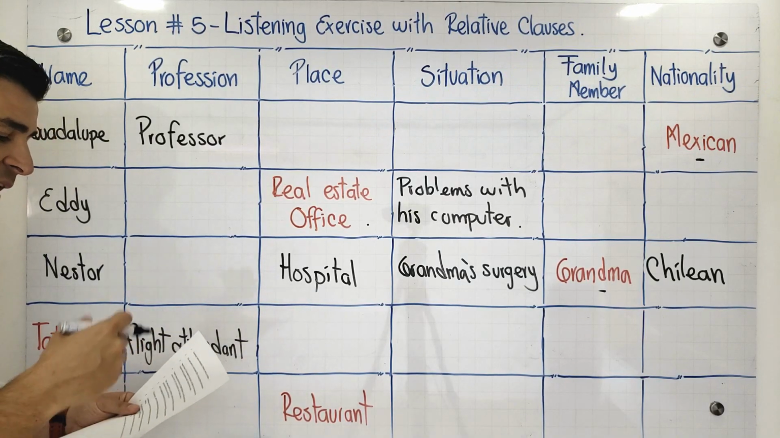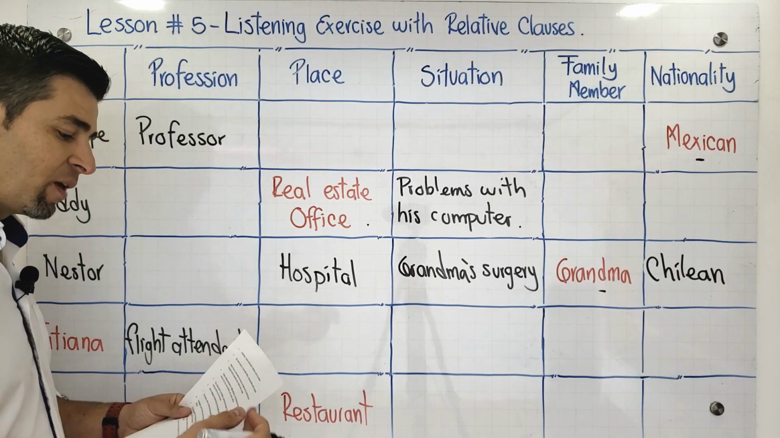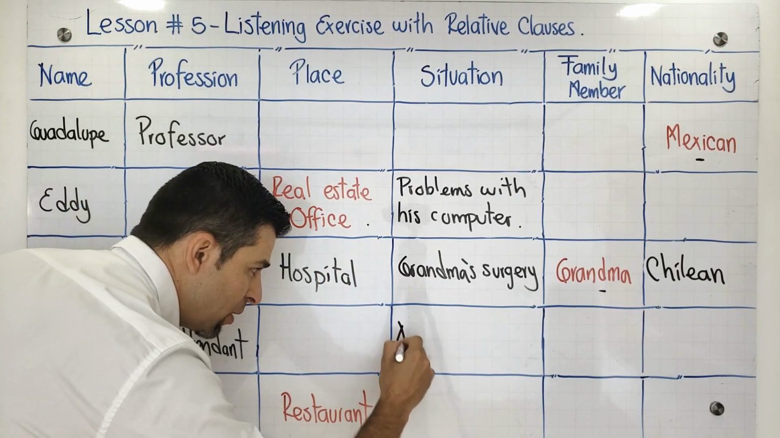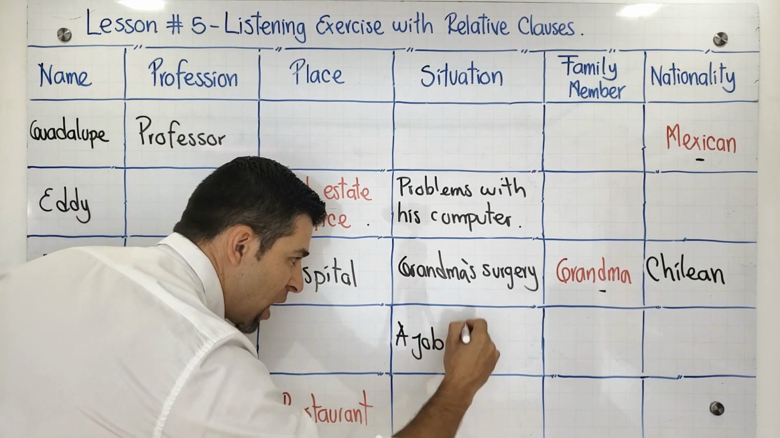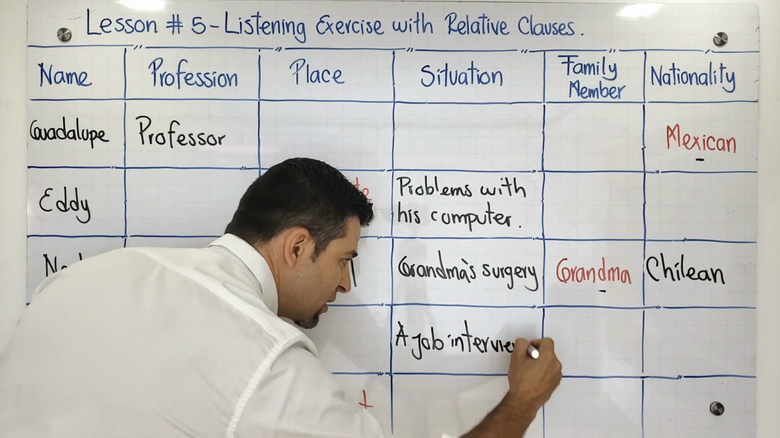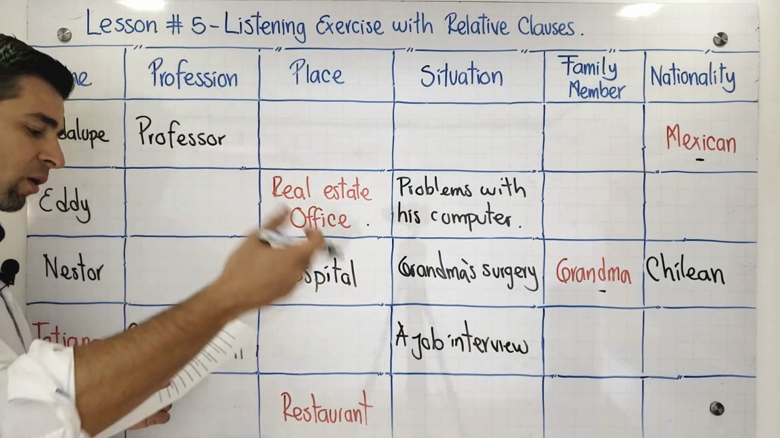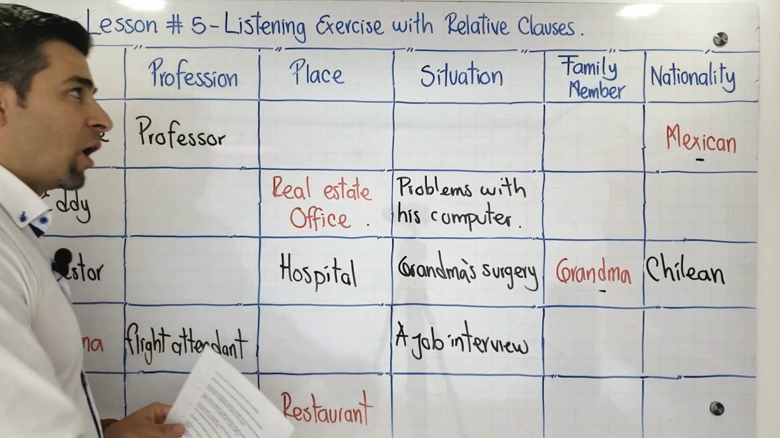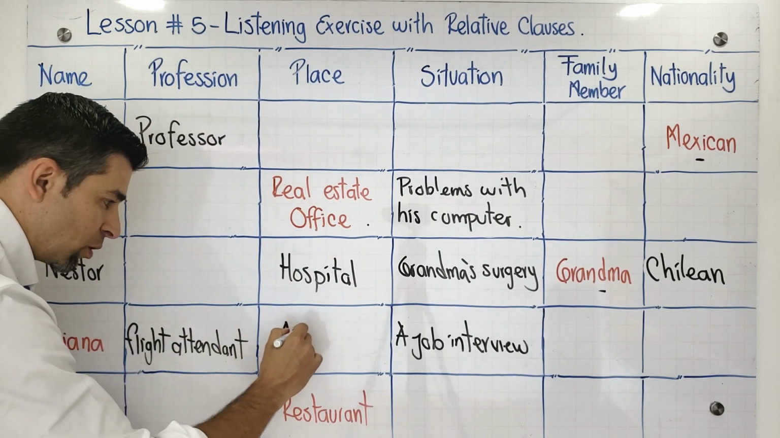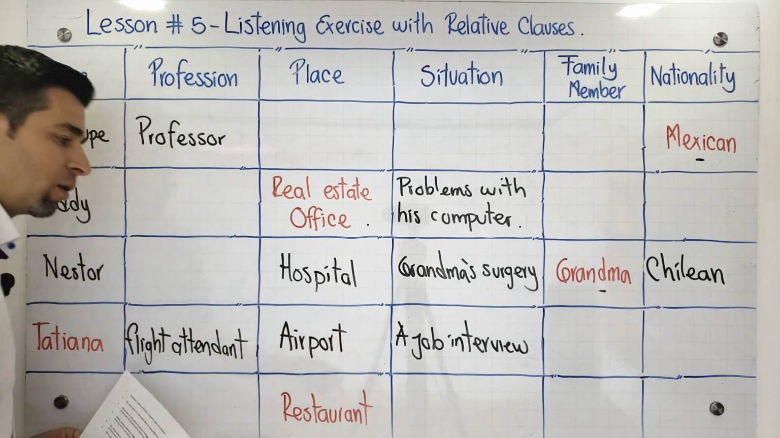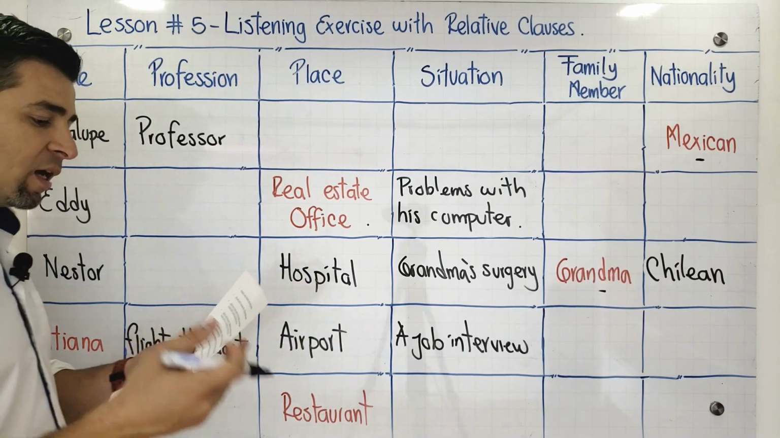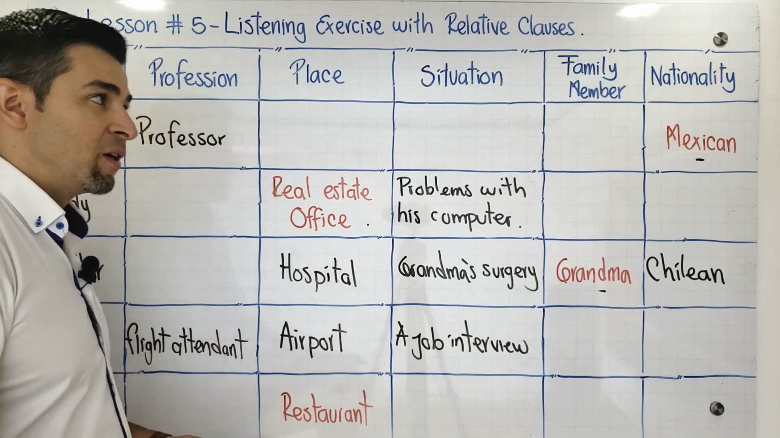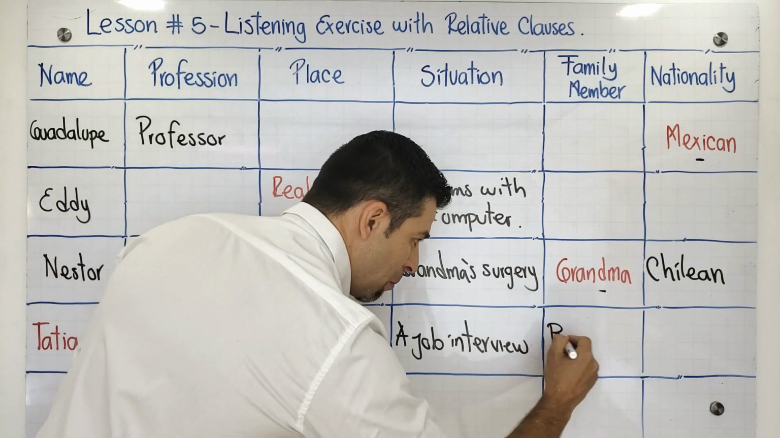Let's continue. Tatiana, whose profession is a flight attendant, is at a job interview. That's the situation, guys. A job interview, una entrevista de trabajo. This is the situation that she's going through. Let's continue. At a job interview at the local airport in our city. So the place is the airport, the local airport or just the airport. Her boyfriend, who is a pilot, is with her. So the family member in this case would be boyfriend.